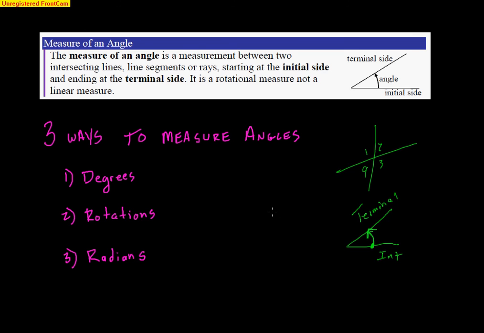Now obviously I could draw the angle in a different way. If I grab a different color here, I could start the angle here and end the angle here, and the arrow shows me that direction. So if that was the case, then the terminal side and the initial side would switch around.